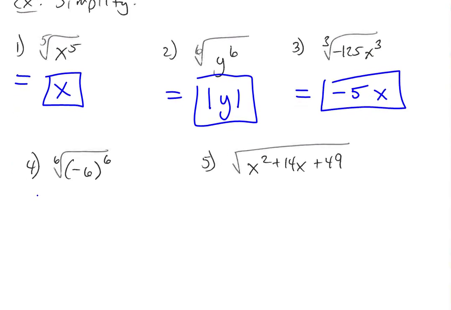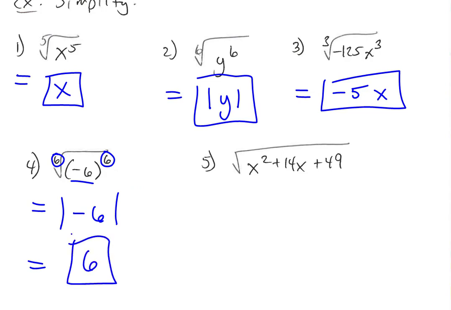Fourthly, if I had the sixth root of negative 6 in parentheses to the power of 6, all of that is tucked underneath this sixth root. Well, notice the index and the power match, and they're both even. So this is the case above where we'd need the absolute value of this inner expression of negative 6. Well, the absolute value of negative 6 is just 6, so that'd be our result.